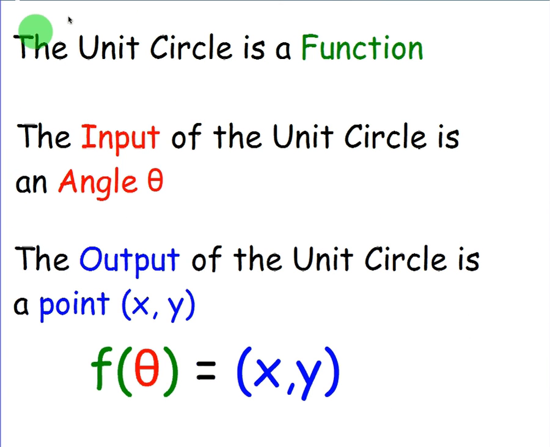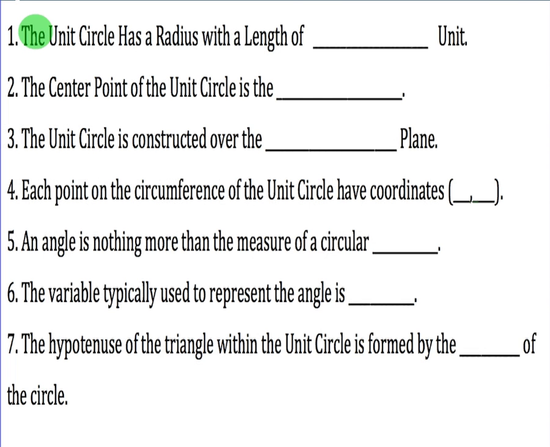The unit circle is a function. The input of the unit circle is an angle. The output on the unit circle is a point. I don't think that's on the worksheet. Why do we care, though? Like, why do we care? Let's keep going. So we've already answered all these questions.